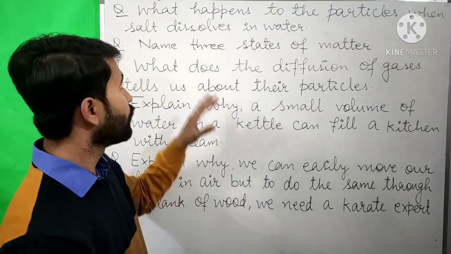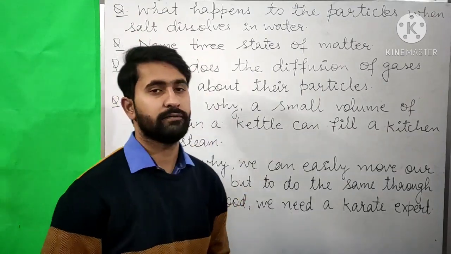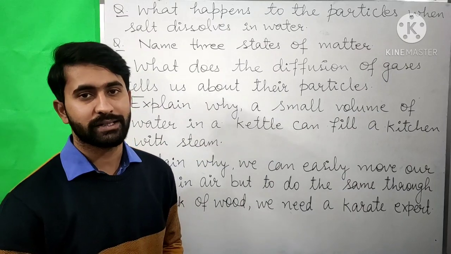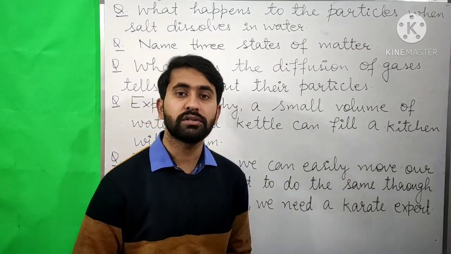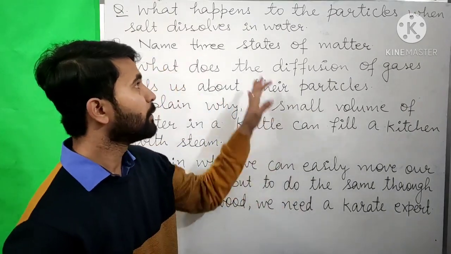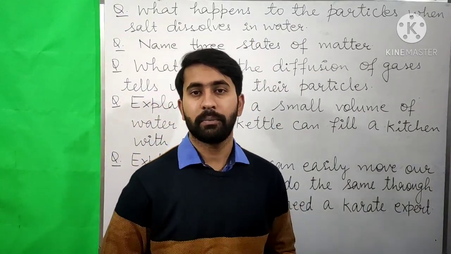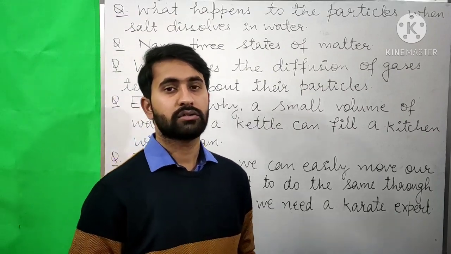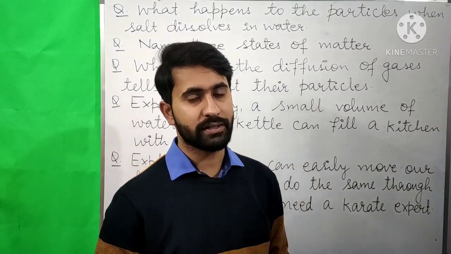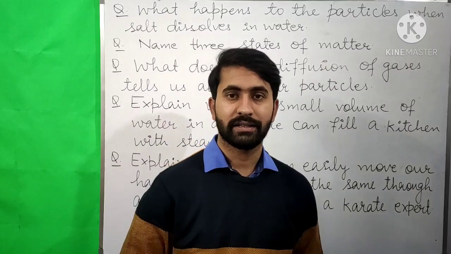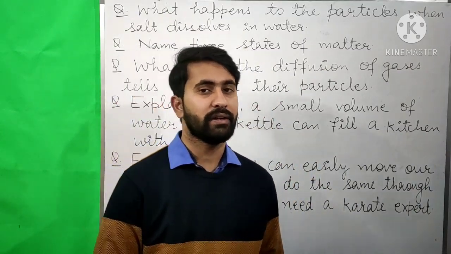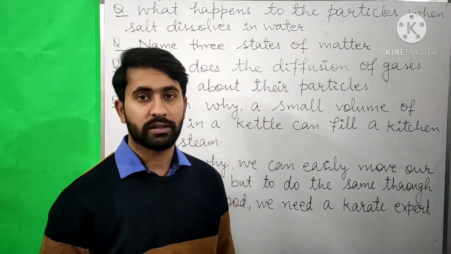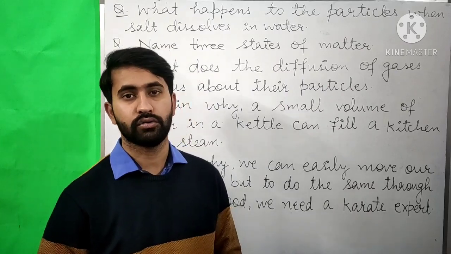Our next question is, what happens to the particles when salt dissolves in water? When we dissolve salt in water, first of all, the particles of salt start breaking from their crystals. Then these particles go into the space that is available between the particles of water. We know that the particles of a liquid have spaces between them. So the particles of salt break from the crystals, and then these particles occupy the space that is available between the particles of water. And when we dissolve the salt in water, there is no change in the volume of water. It is because the particles of salt go between the particles of water. That's why there is no change in volume.